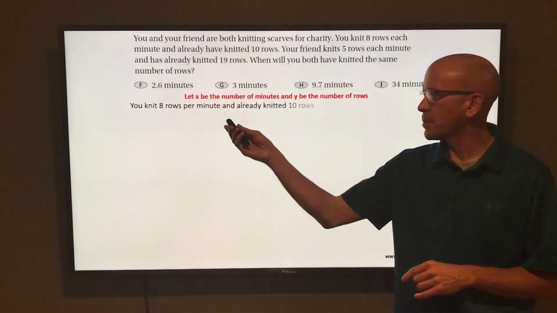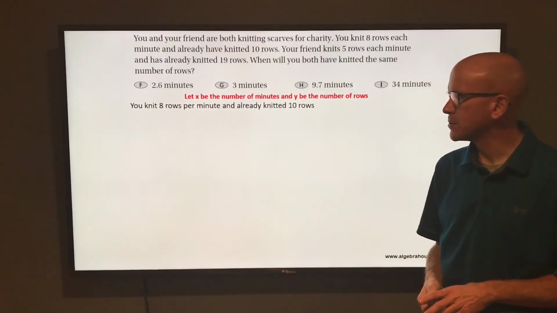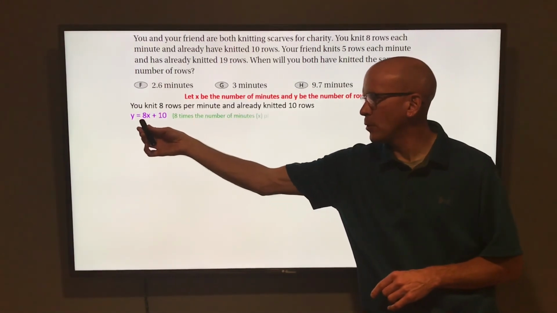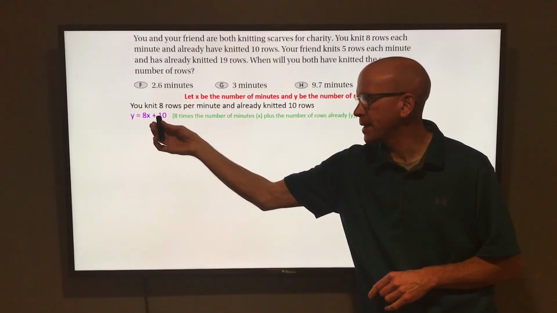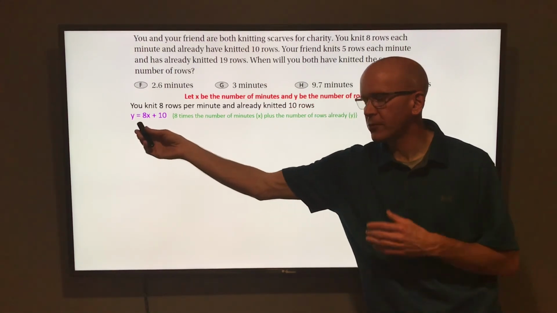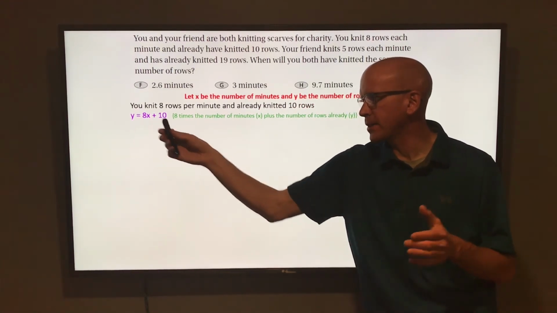You knit 8 rows per minute and already have knitted 10 rows. So you're starting with 10 rows, 8 rows per minute. Remember, x is the number of minutes. So 8 times x, that is 8x, plus 10. Y is the total number of rows. So for your knitting job, it's y equals 8x plus 10.